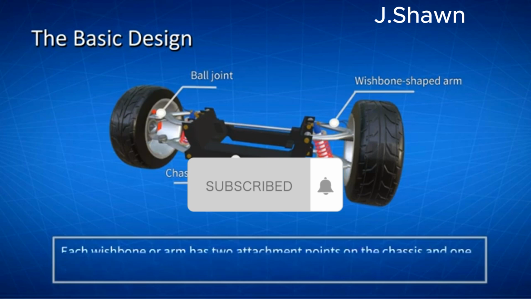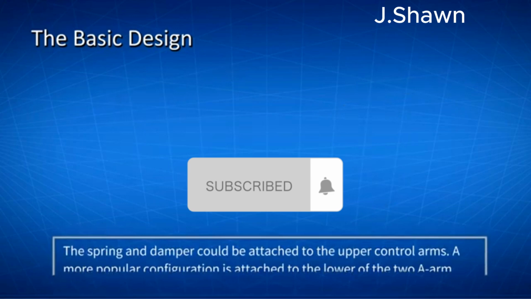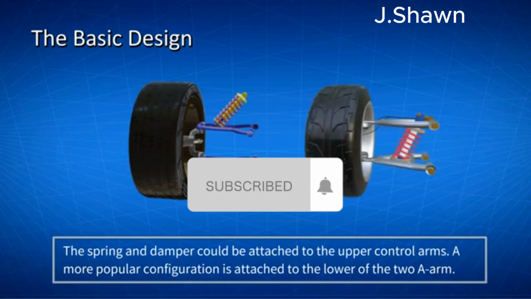Each wishbone or arm has two attachment points on the chassis, and one joint at the steering knuckle. Vertical motion is controlled via the coil spring and shock absorber mounted on the wishbones. The spring and damper could be attached to the upper control arms, and to the chassis. A more popular configuration is attached to the lower of the two A arms, as the system is much more compact.